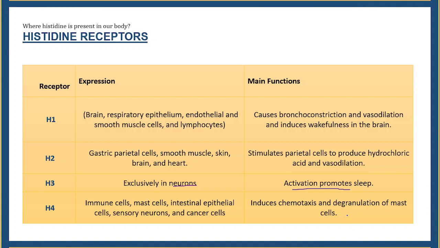degranulation of mast cells. Degranulation is a cellular process in which cytoplasmic granules within certain cells secrete their contents, often outside the cell. It is an important response to an allergy. When you come across an allergy, the response is called the degranulation process.